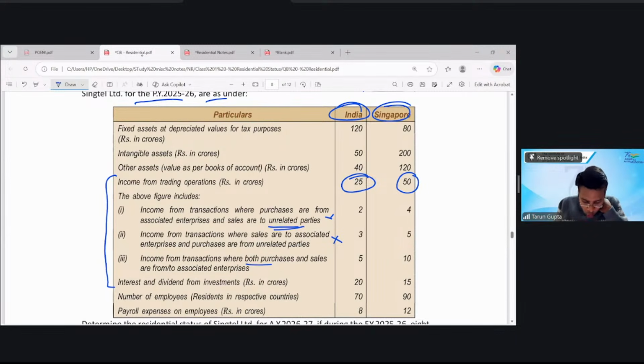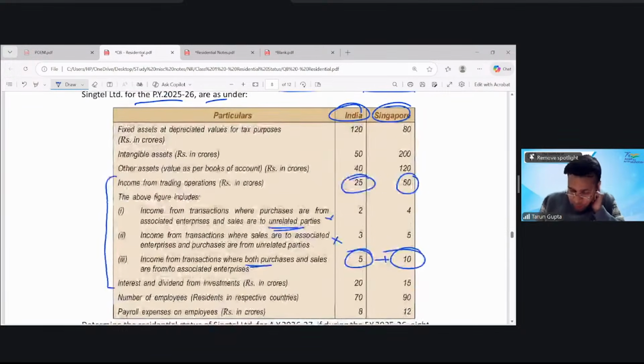Income from transactions where both purchase and sales are from or to associated enterprise. So this is 5 plus 10. Sanjay ji, you asked whether the passive income should be in India or outside India. I told you not relevant. So even if this 10 is in Singapore, still a passive income. This 15 crore is a passive income out of 75.